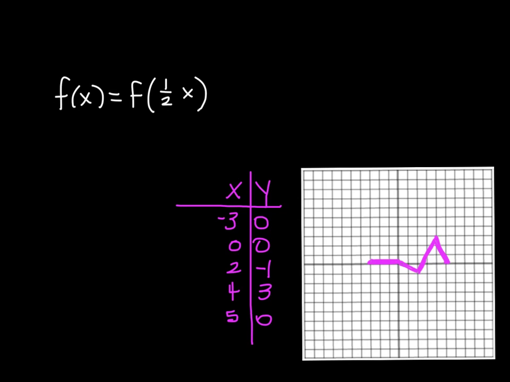Let's look at a couple more. So now we have, and this should really say G, shouldn't it? So let me change that to G. This should say G of x.